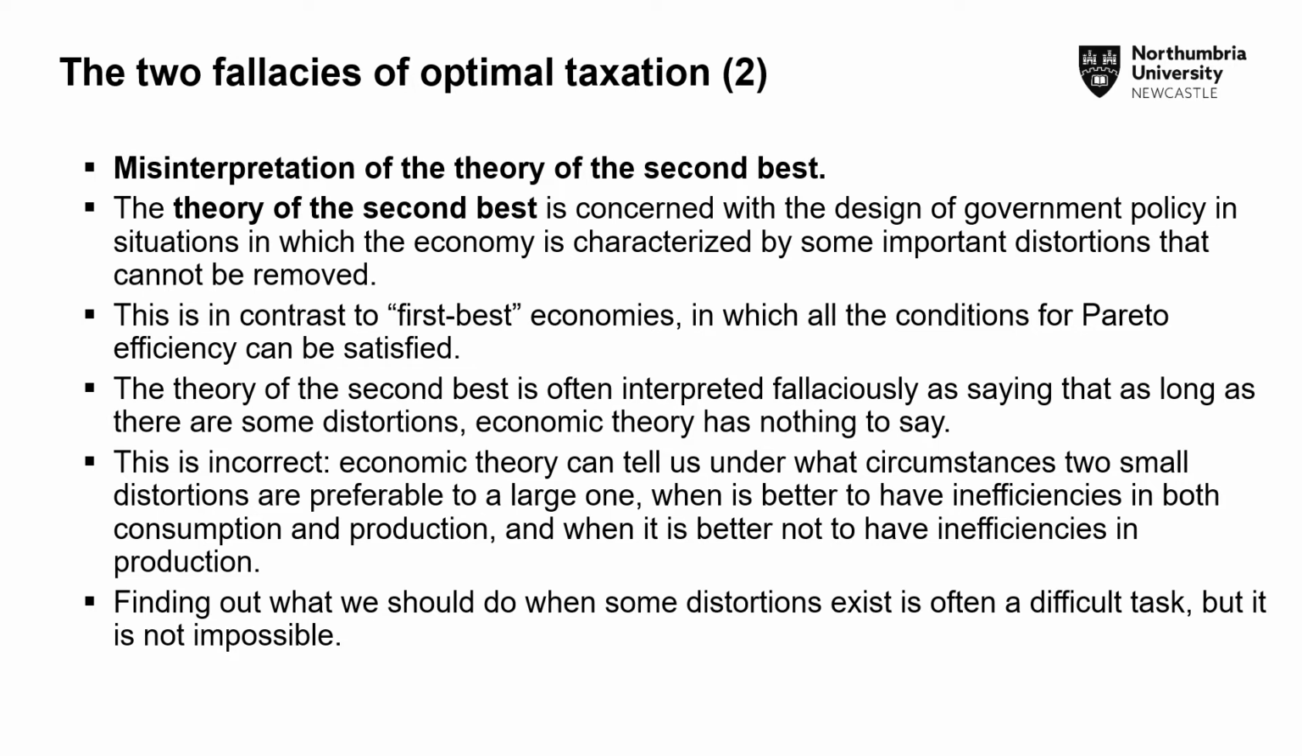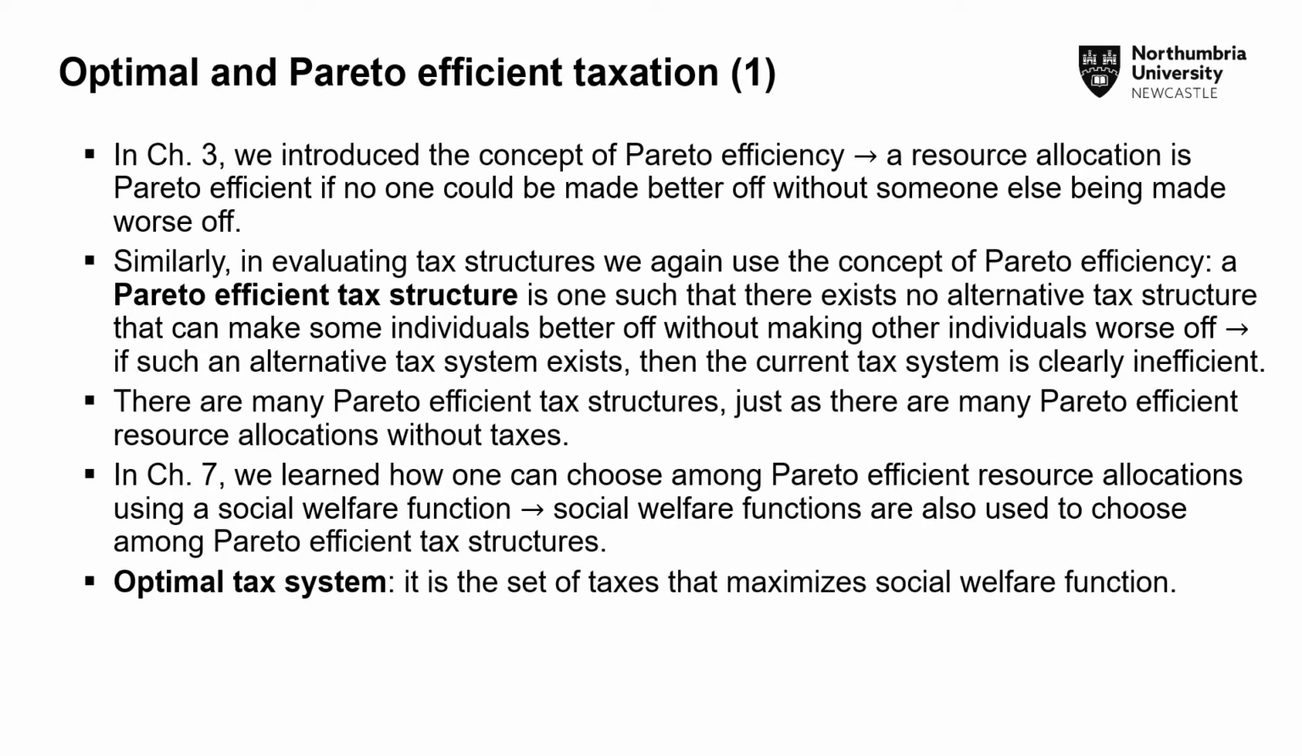So the message is that, unlike proposed by the theory of the second best, that we can't do anything about distortions, which is a fallacy, the message is that it's not easy to determine what distortions exist. But it is not impossible. It is also not impossible to determine, once it has been determined that distortions exist, what to do about these distortions. Now we need to extend the concept of Pareto efficiency a little bit further.